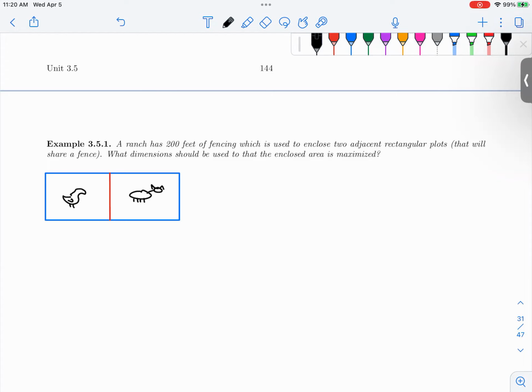I love that chicken. Thank you. Looks like a chocobo. It does look like a chocobo. Not that I know what that is. Anyways, so that's the picture.